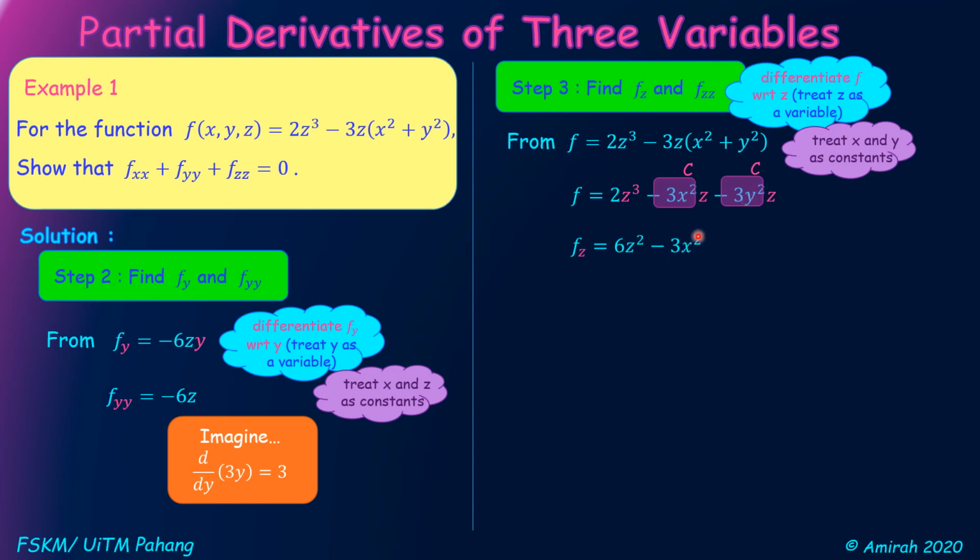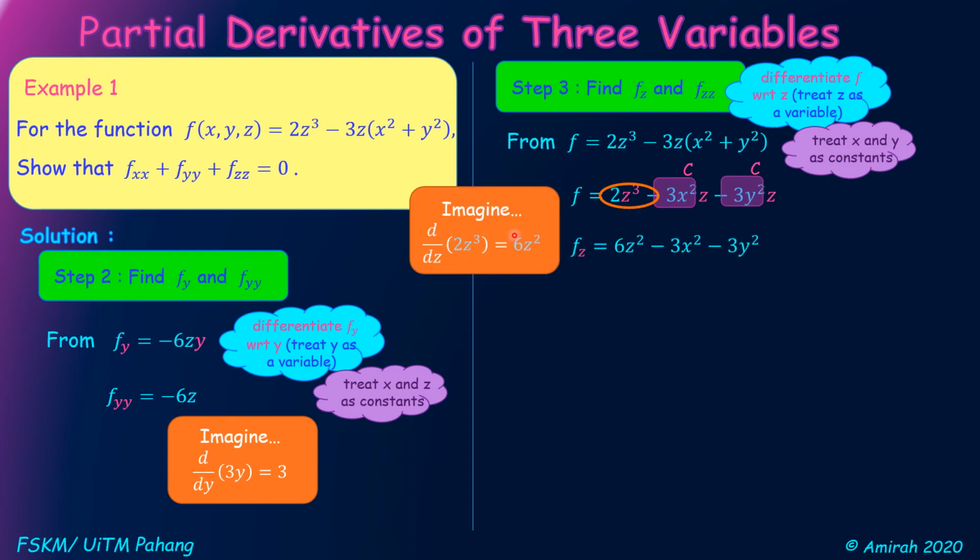Alright, then we can differentiate f with respect to z, and the symbol is fz. To differentiate 2z cubed, z we treat as a variable. We just imagine we want to differentiate 2z cubed with respect to z, so the answer is 6z squared using power rule. That's why we get this.